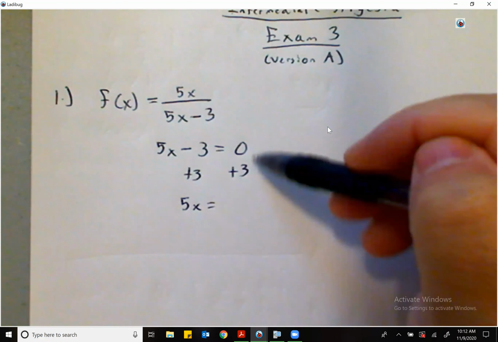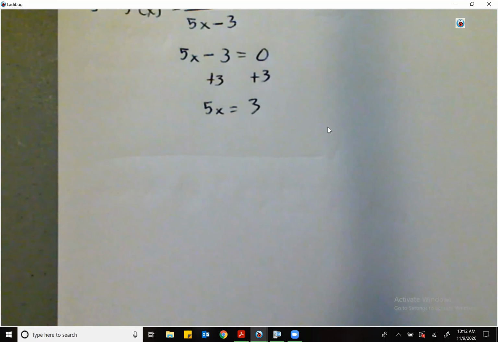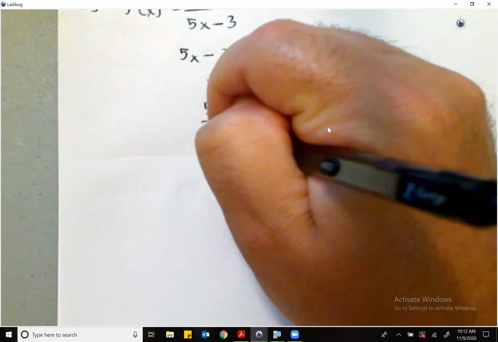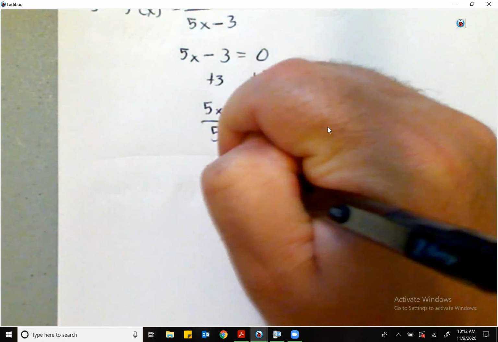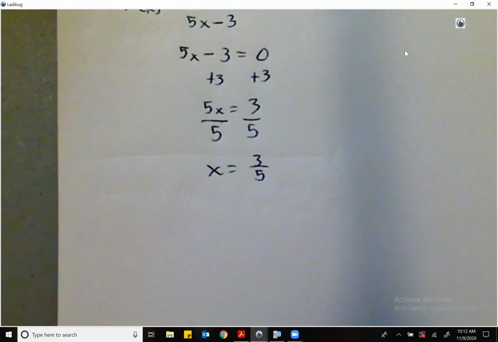So 0 plus 3 is 3. And then last but not least, what are we going to do? Divide by 5. All right, we divide by 5. So we now know that x is equal to 3/5. And we don't want the decimal. So what do we do with this then? Put it in the union. Well, let's see what kind of answers they want.